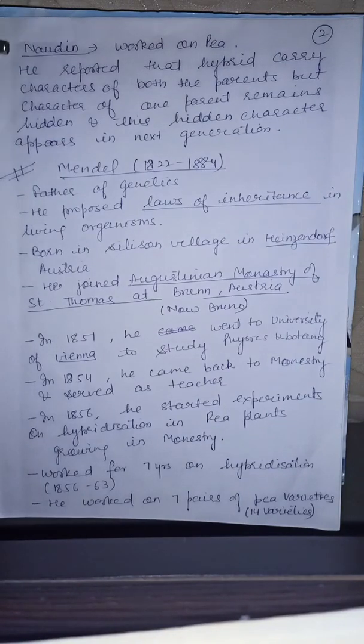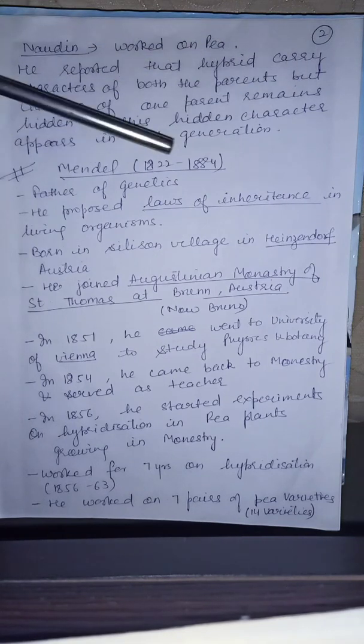Naudin also worked on pea plants. He reported that hybrids carry characters of both the parents, but the character of one parent remains hidden during the F1 generation, and this hidden character expresses itself in the next generation, that is the F2 generation.